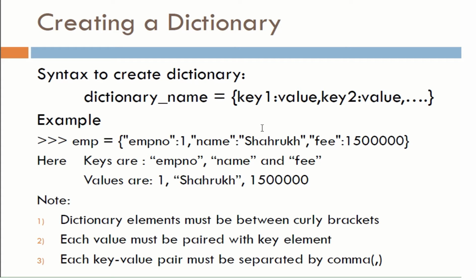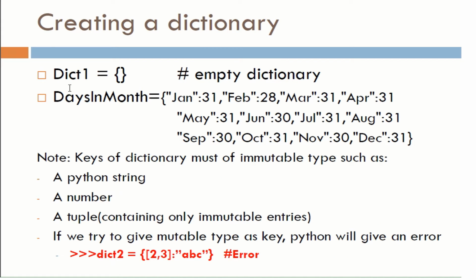First, curly brackets. Second, the associated value should be paired with the key element. And third, it should be separated with a comma. Next, if you want to create a dictionary, first, if you want to create an empty dictionary, then you write any dictionary name equals to, and insert a blank inside curly braces. Next, if you want to insert a value, if the value is a string type, you have to write it in double quotes. And if it is an integer type, then there is no compulsion to write the inverted commas.